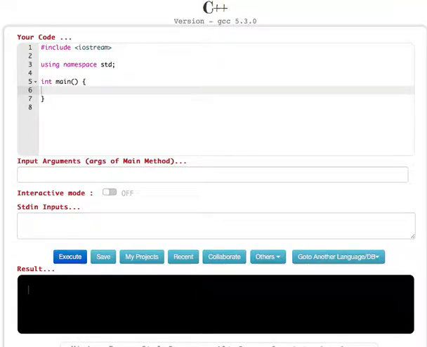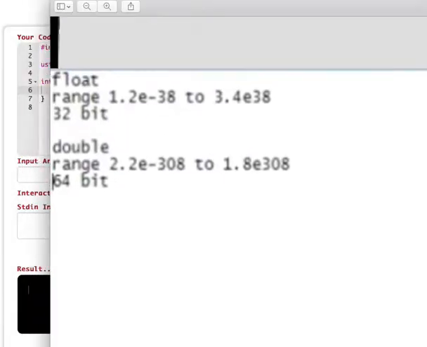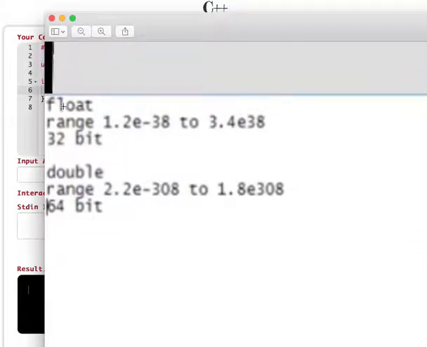In this video we are going to see about float, double and integers. Now let's look at float and double first. Float and double are basically the same thing. The only difference is the range is going to be different.